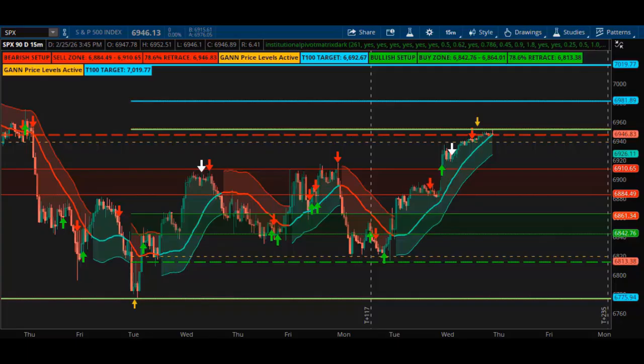Let's now transition to Gary Dean, creator of the institutional pivot matrix, as he walks through how he applies the framework in live market conditions.